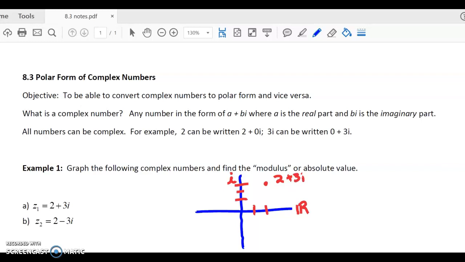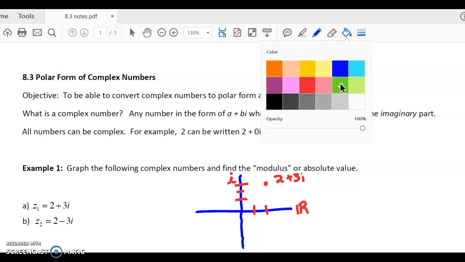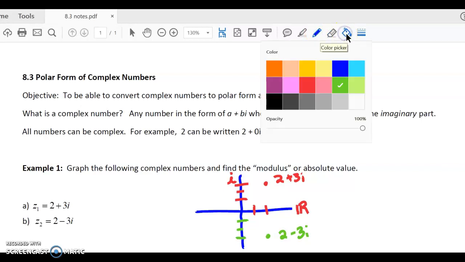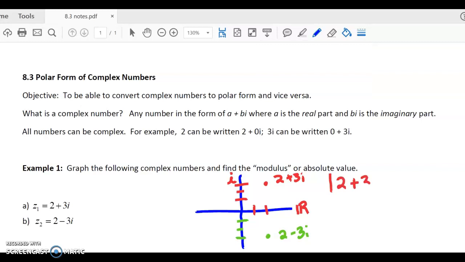Now I'm going to pause a minute and you try letter B. So letter B would be over to the right 2, but you would go down 3, and that would be 2 minus 3i. Now if you were trying to find the absolute value, or what they call the modulus, you would be finding the absolute value of 2 plus 3i.